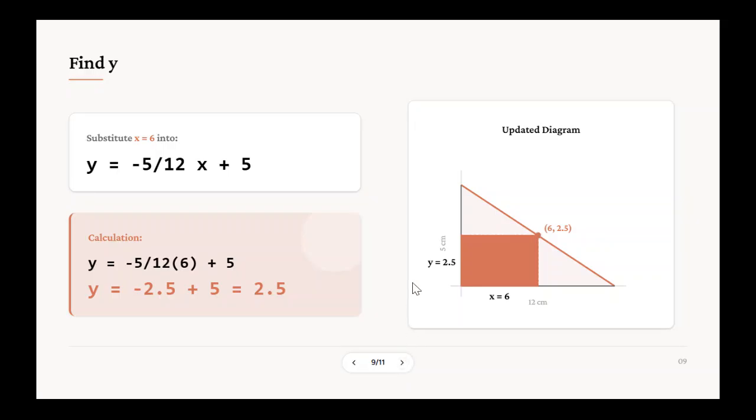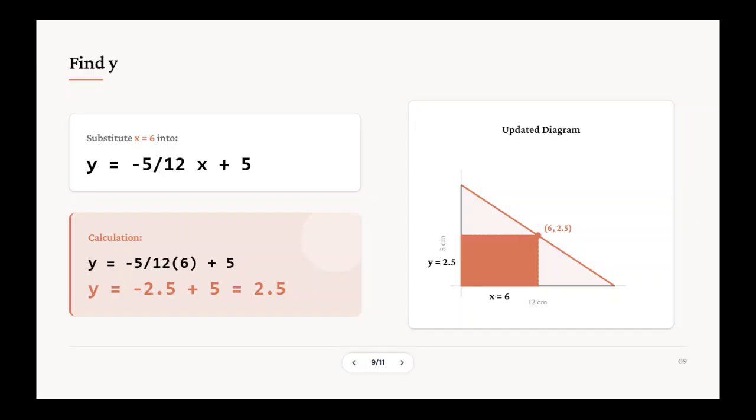Now that we know x is equal to 6, we just need to find the corresponding y value in the final area. So we plug x is equal to 6 back into our original height equation. y equals negative 5 over 12 x plus 5. That simplifies to negative 2.5 plus 5. So y is equal to 2.5 centimeters.